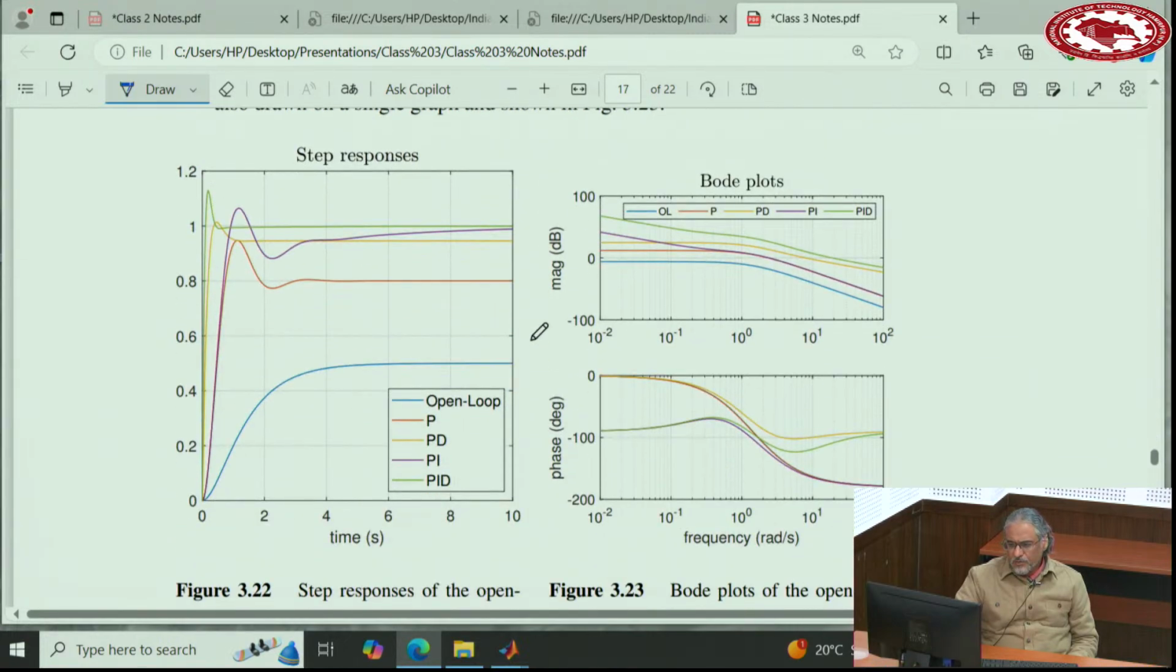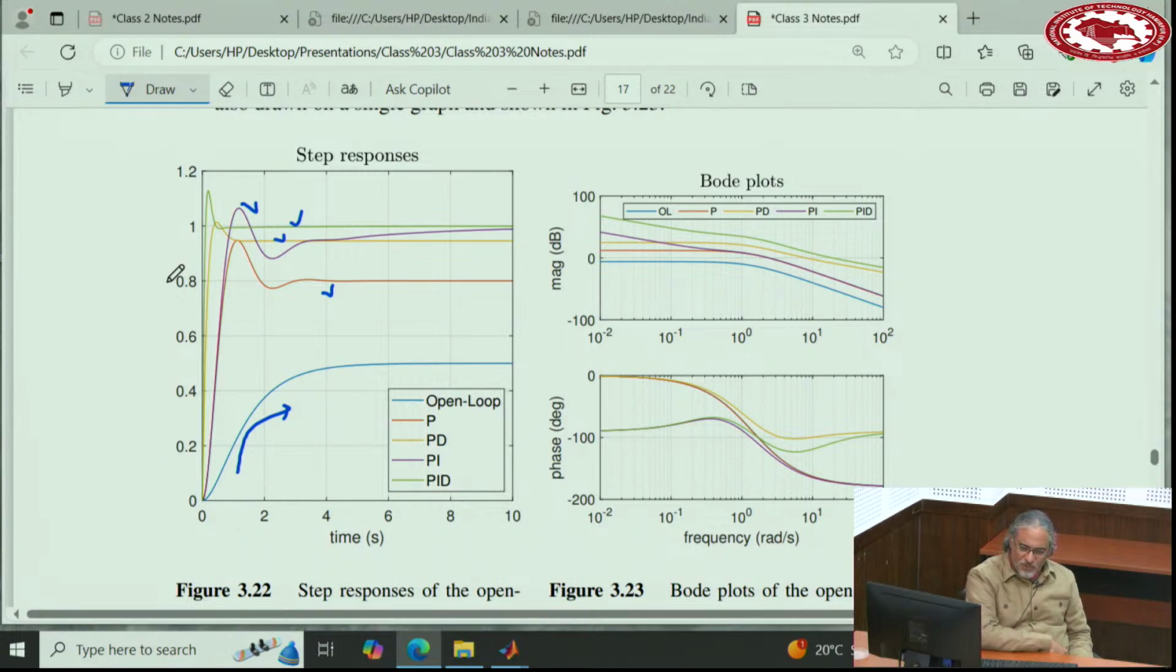So here is the conclusion. The response of the open loop system, the response of the proportional, the response of the proportional derivative, the response of the proportional integrating, and then finally the response of PID.